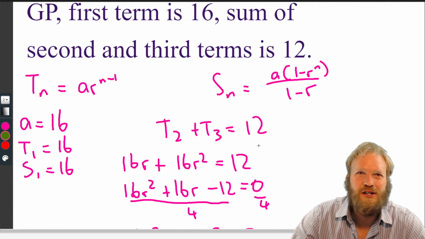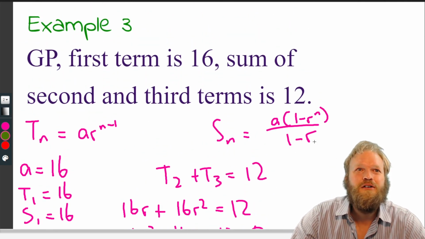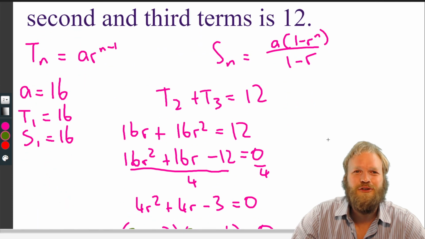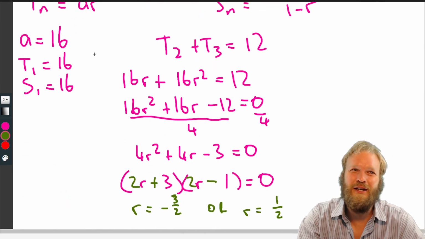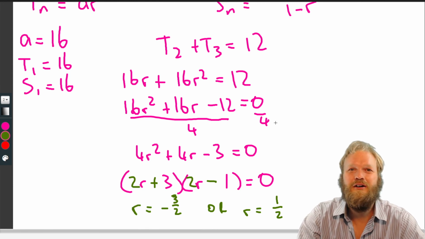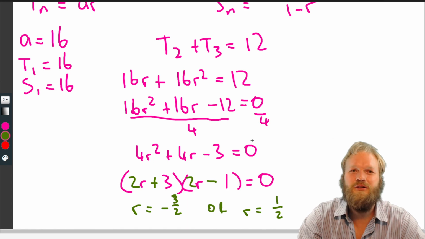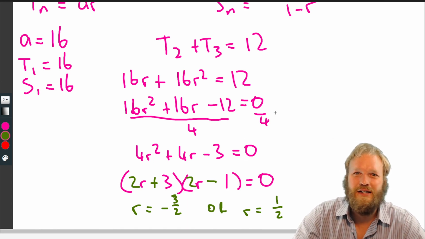Okay, but what do we actually have to work out? Well, I didn't actually ask us. That was a great question. Well done. But we've worked out everything we need. We've got a, we've got r. If we need to do something with n, we've got everything we worked out.